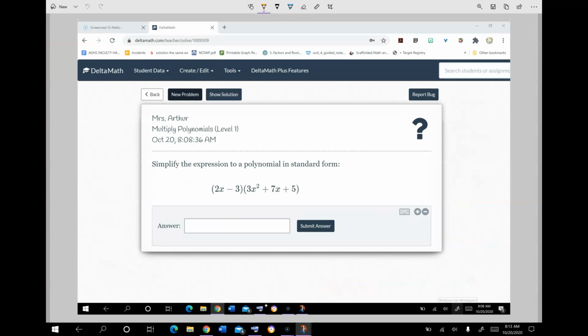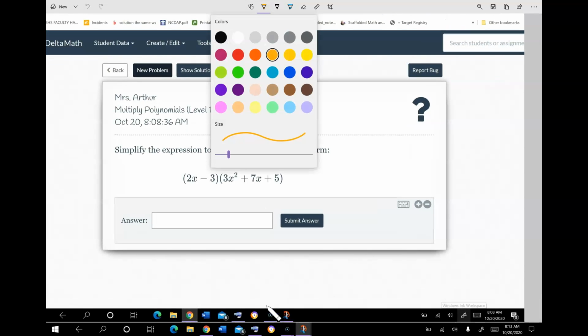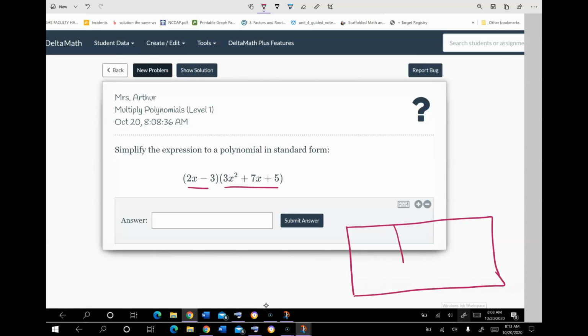All right, so this is another 2 by 3. Okay? So we're going to do this one. So it's a 2 by 3. All right, so we got 2x minus 3, and 3x squared plus 7x plus 5, okay?